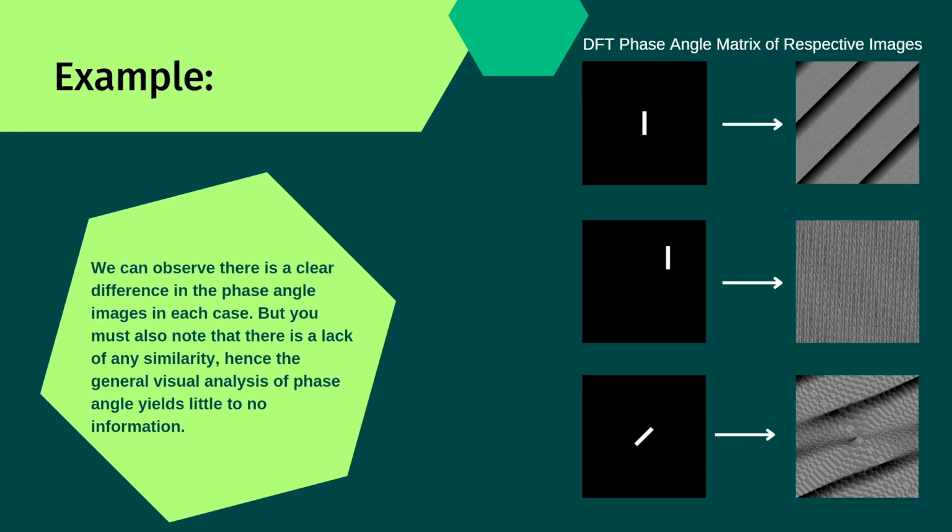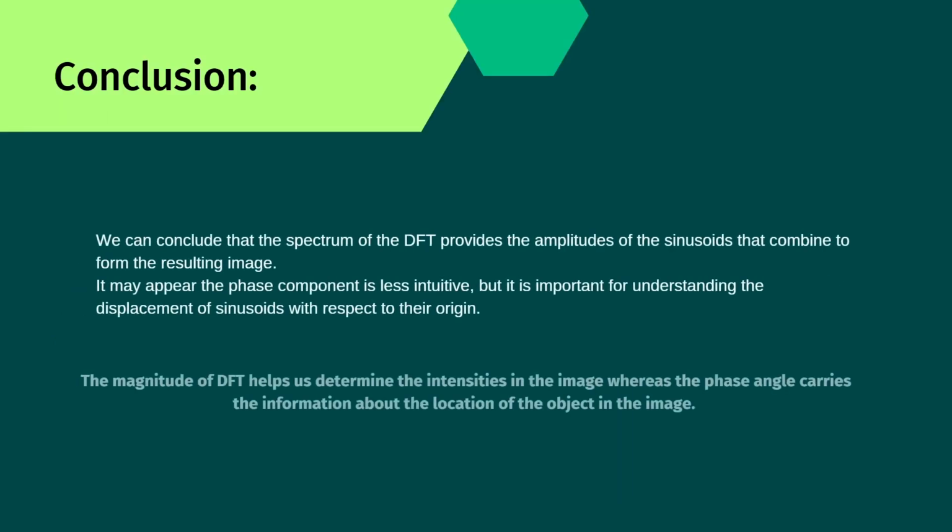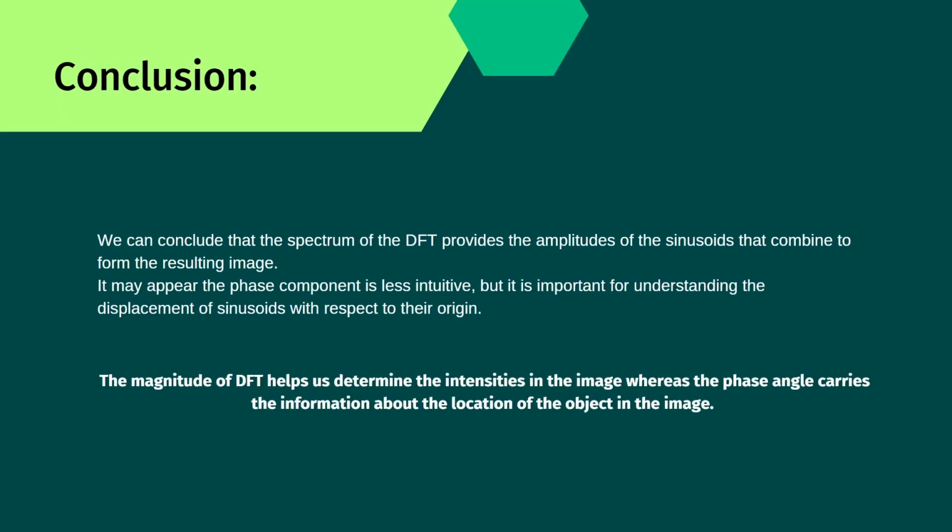So, from our observation, we can conclude that the spectrum of the DFT provides the amplitudes of sinusoids that combine to form the resulting image. The large amplitude of any component in the DFT spectrum implies the greater prominence of a sinusoid with that frequency in the image. Even though the phase component might appear less intuitive, it is important for understanding the displacement of sinusoids with respect to their origins. Hence, we can say the magnitude of the DFT helps us determine the intensities in the image, whereas the phase angle carries the information about the location of the objects in the image.